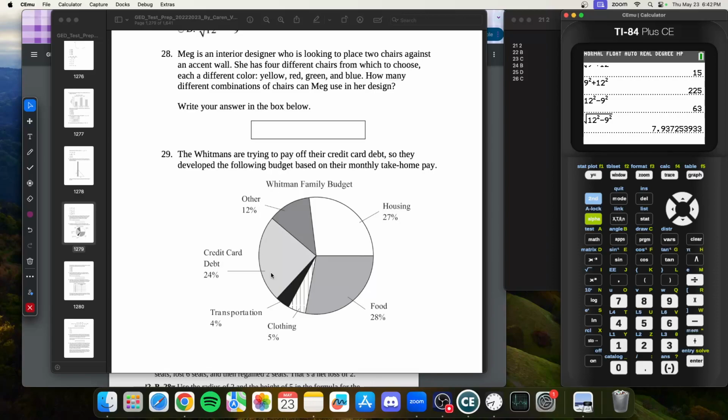Meg is an interior designer. Meg is looking to place 2 chairs against an accent wall. She has 4 different chairs from which to choose, each a different color: yellow, red, green, blue. How many different combinations of chairs can Meg use in her design?